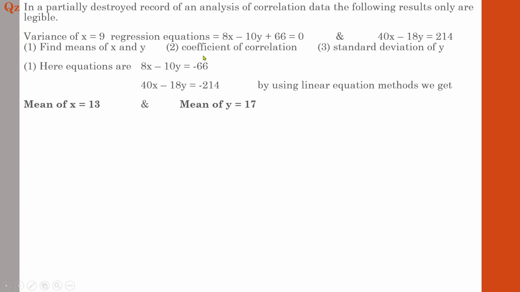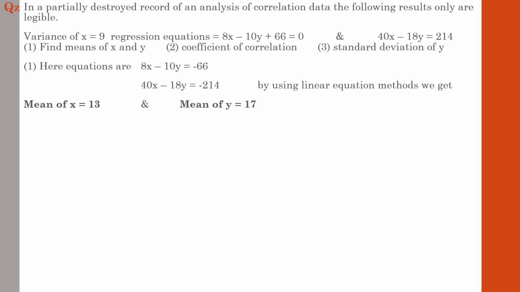Next one, coefficient of correlation. You need to find r. How are you going to find r? The only information given in the question is two regression equations. It's very simple. First of all, find out bxy and byx. If you multiply these two, you will get r squared.